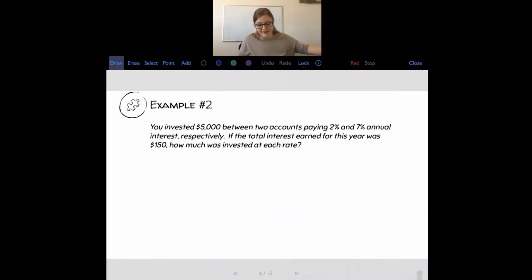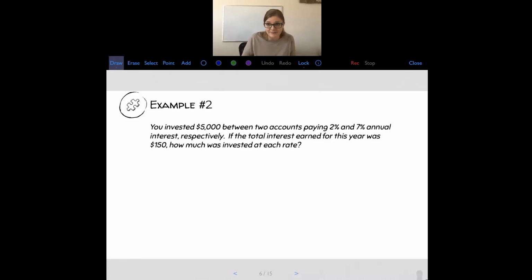You invested $5,000 between two accounts paying 2% and 7% annual interest respectively. So you earn money called interest on a deposit you make into a savings account or a different type of investment account. So you earn a percentage of the whole. If the total interest earned for this year was $150, how much was invested at each rate?